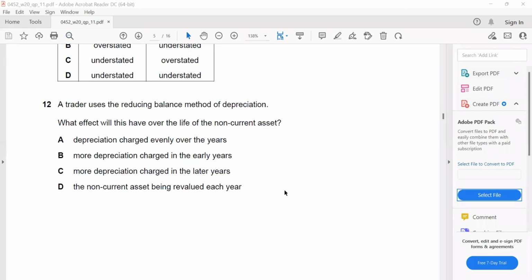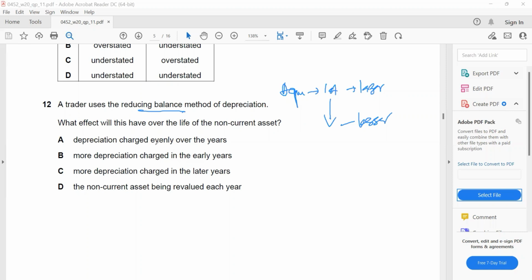Question 12. A trader used the reducing balance method of depreciation. What effect does this have over the life of the non-current asset? So for the reducing balance method, depreciation in the first year is the largest amount. Over the period, it will get lesser in value for the depreciation amount. So what is the effect over the life?